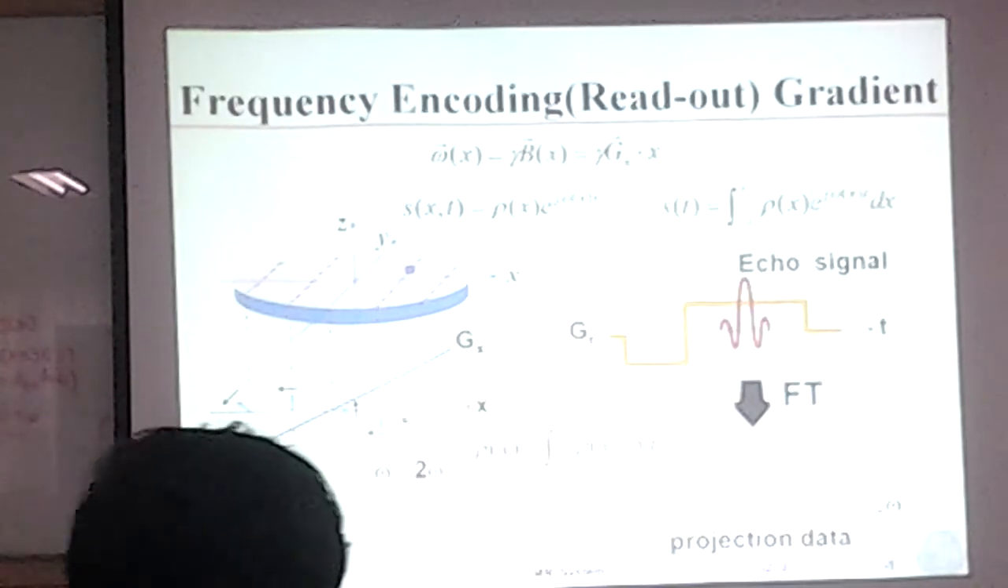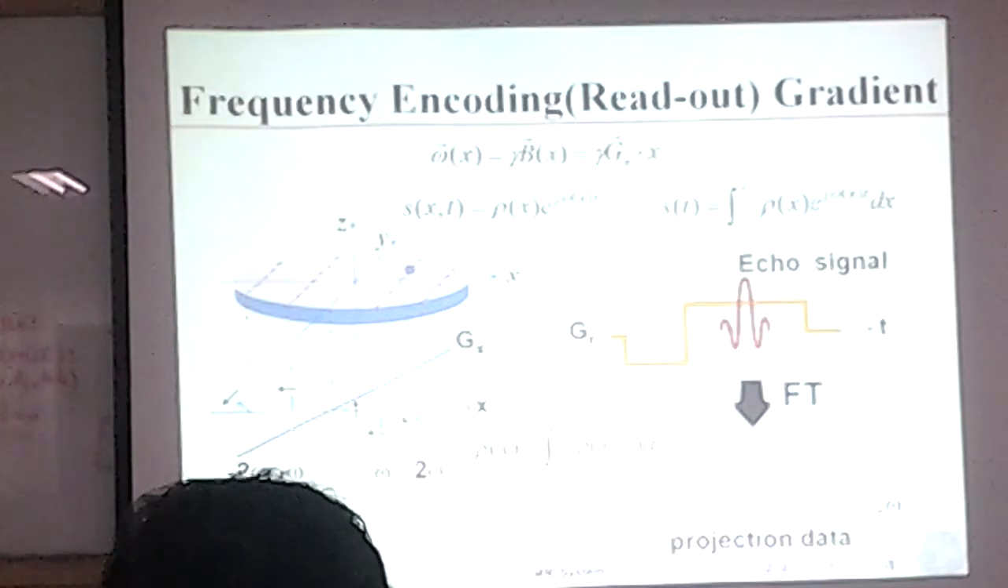So this slide summarizes the previous slides. For the selected slice here, the readout gradient is applied in the x direction. So the magnetic field is linearly distributed along the x direction. So the precession frequency linearly increases in the x direction.